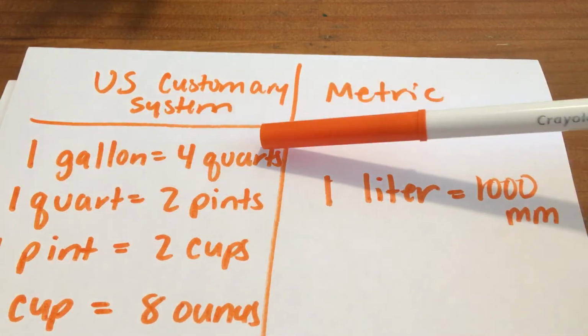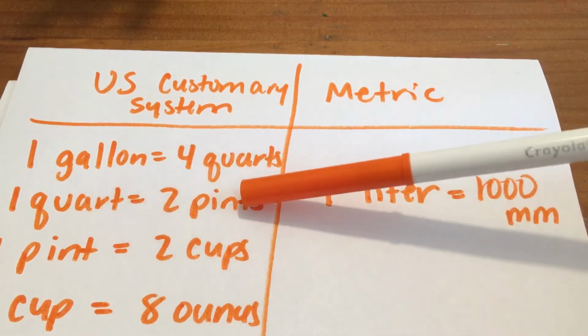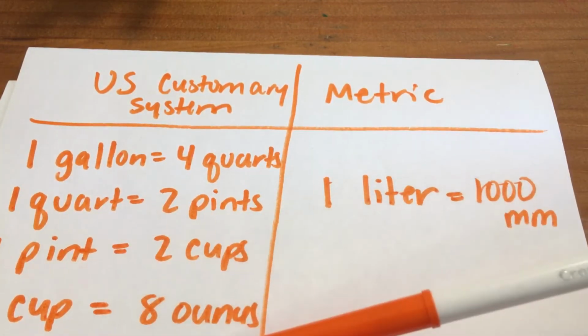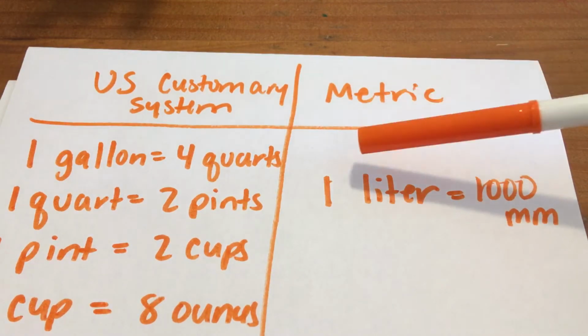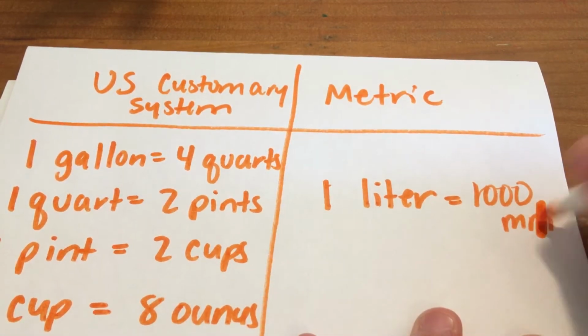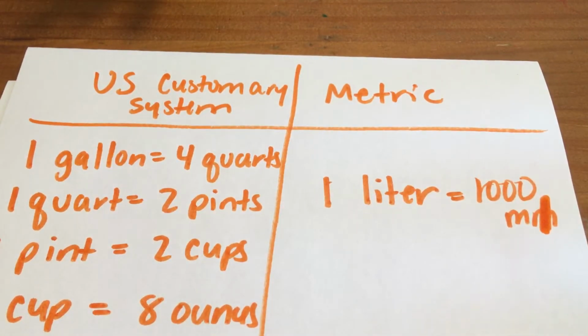1 gallon equals 4 quarts. 1 quart equals 2 pints. 1 pint equals 2 cups. 1 cup equals 8 ounces. In the metric system, 1 liter equals 1,000 milliliters. Remember, this is capacity, which is liquid.